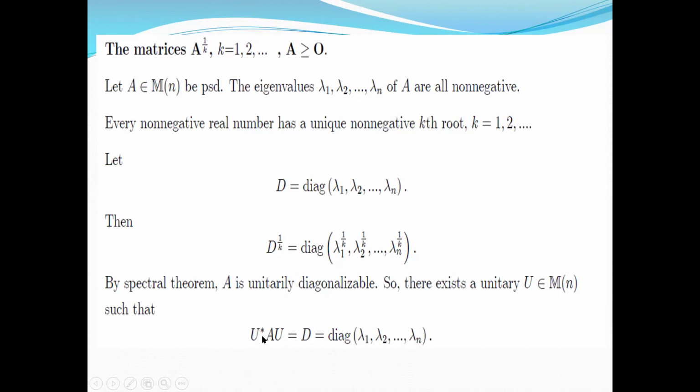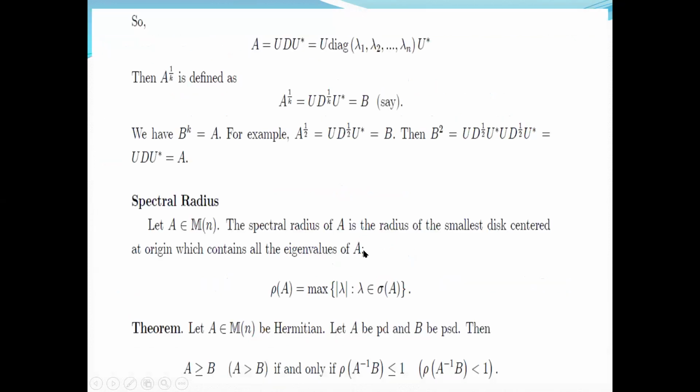From here, we have A is equal to U diag(lambda 1, lambda 2, ..., lambda n) U star. So every Hermitian matrix can be defined like this. So we can define A to the power 1 by k as this matrix: A to the power 1 by k is equal to U D to the power 1 by k U star. Say this is B. Also note that B raised to the power k is equal to A.